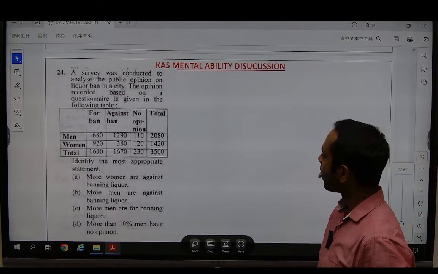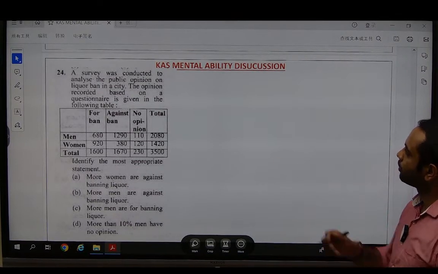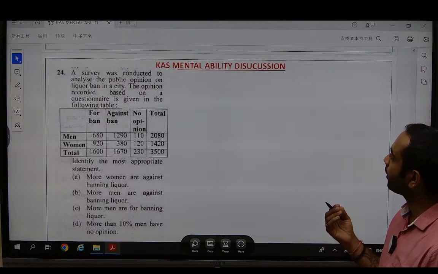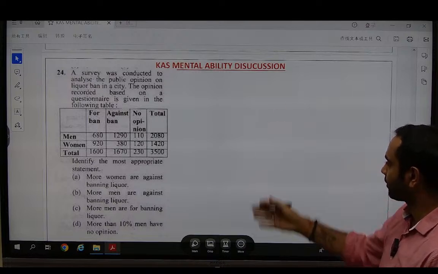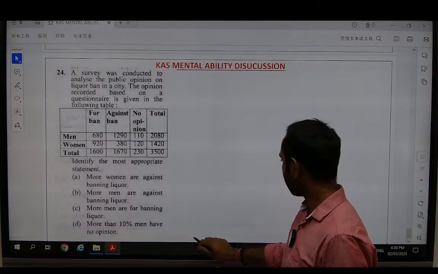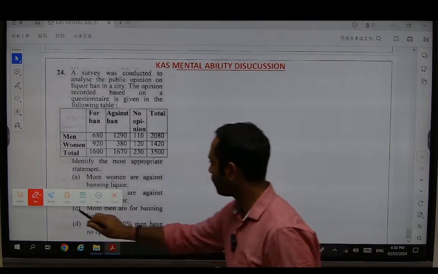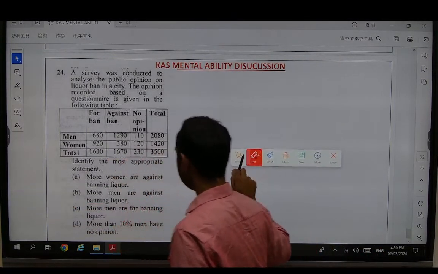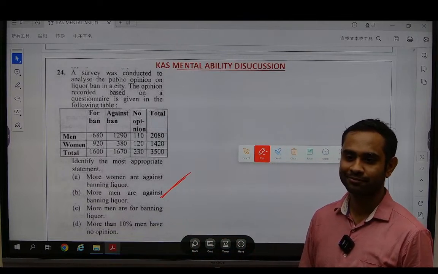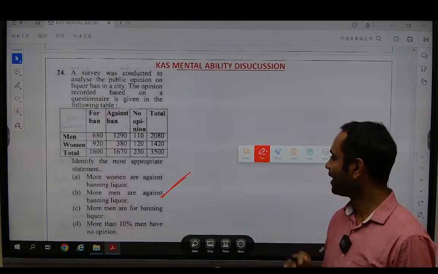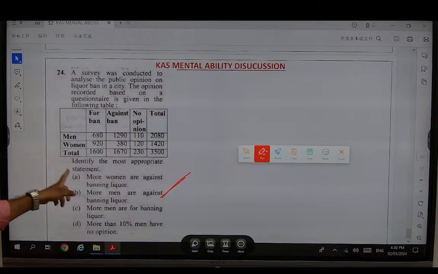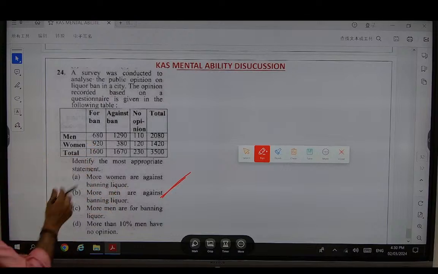Okay. So a survey was conducted to analyze the public opinion on the liquor ban in a city. The opinion recorded based on a questionnaire is given in the following table. They have given some data, and out of that there are 4 options, and now they are asking which is correct. See, if I would have given the paper, then more men are against, I would have simply ticked and come. More men are against banning liquor, and that was the correct answer, you see.